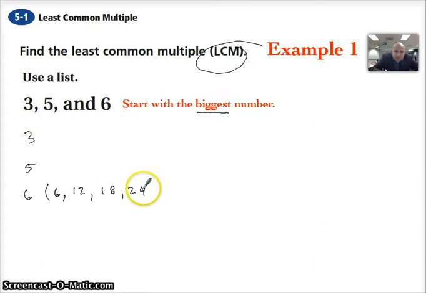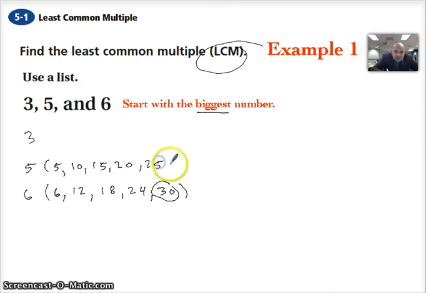Does 3 go into 24? Yes, but 5 does not. The next multiple is 30. Does 5 go into 30 at this point? Yes. Does 3 go into 30? Yes. So we've actually found the least common multiple. And we're going to go ahead and head back to each of these other factors and find the multiples. 5, 10, 15, 20, 25, and 30.